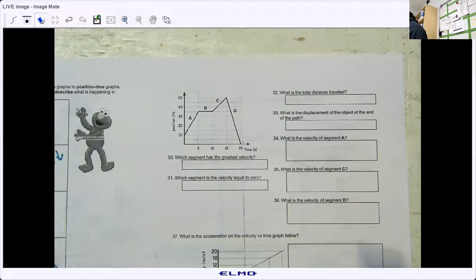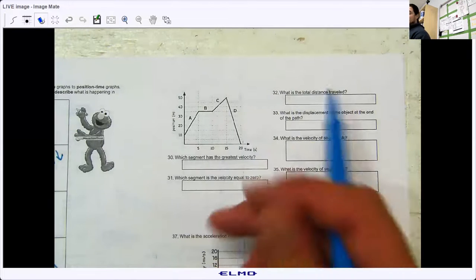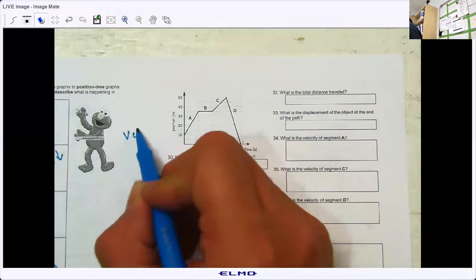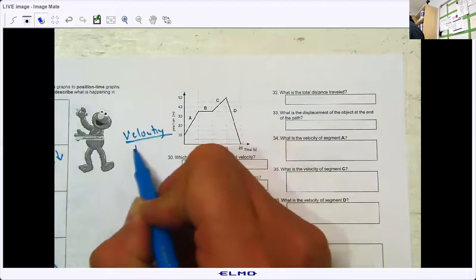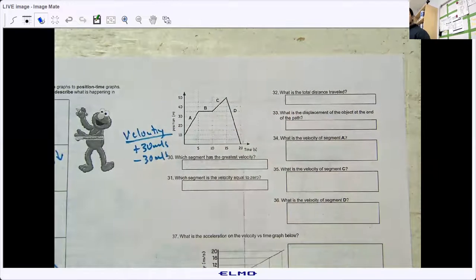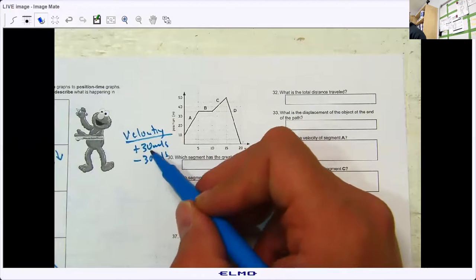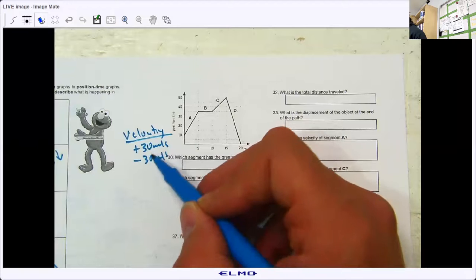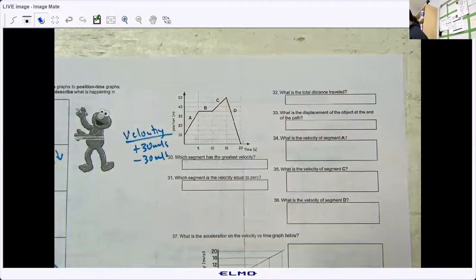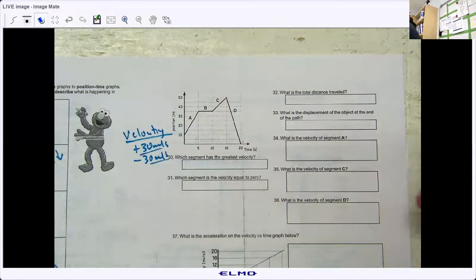All right, let's move over here. Which segment has the greatest velocity? When we're looking for velocity, the positive and negative only mean direction. So in other words, if I had something that looked like this, and I had a positive 30 meters per second and a negative 30 meters per second, and I said which one of those had the greatest velocity, or which one was faster? They would have the same speed. The only difference is that they would be going in opposite directions.